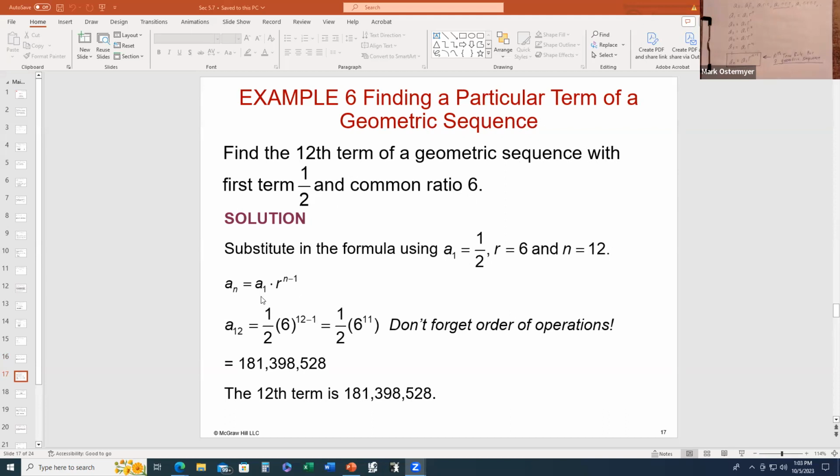A sub 1 is our first term, which they tell us is 1/2, and the common ratio r is replaced with 6. So we have 1/2 times 6 raised to the 11th power. We're going to need to use a calculator to help us out here. What's 6 to the 11th power? That's going to be a big number. It's 6 times itself 11 times. Divide that by 2, and you generate your 12th term as being 181,398,528. That would be the 12th term of this geometric sequence.